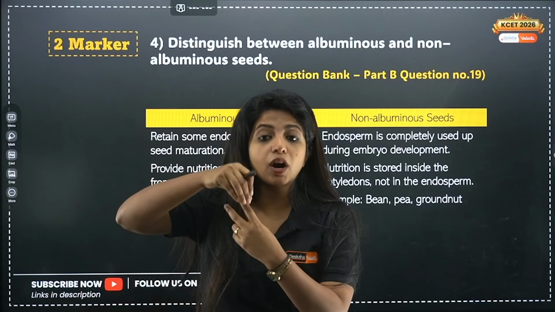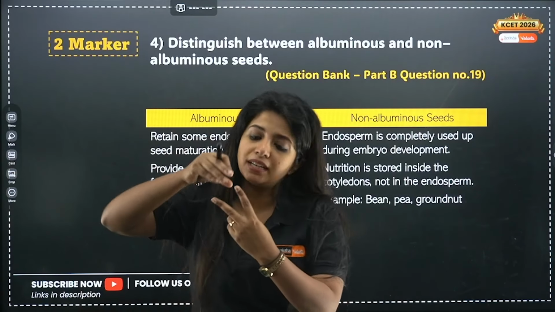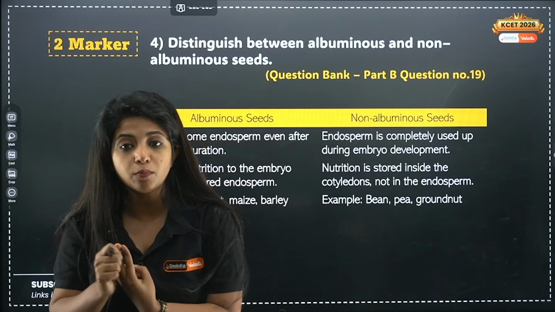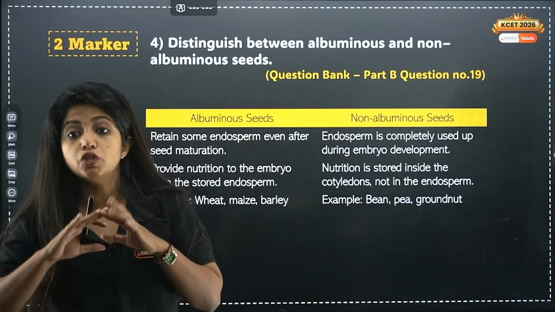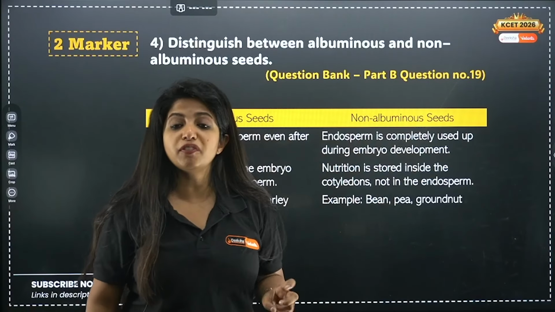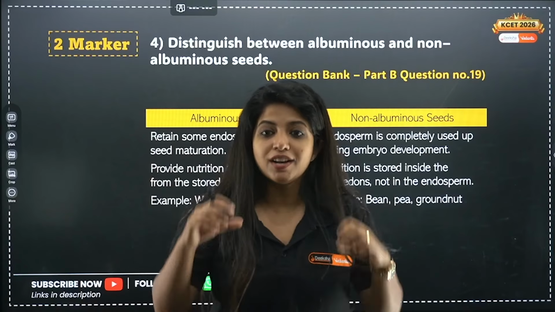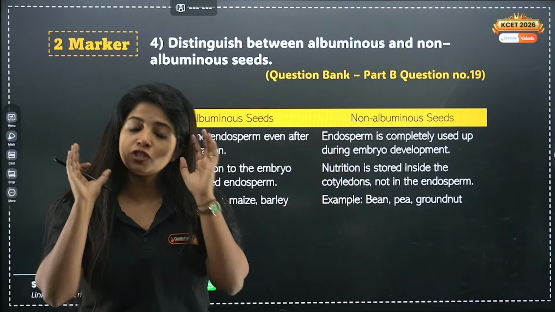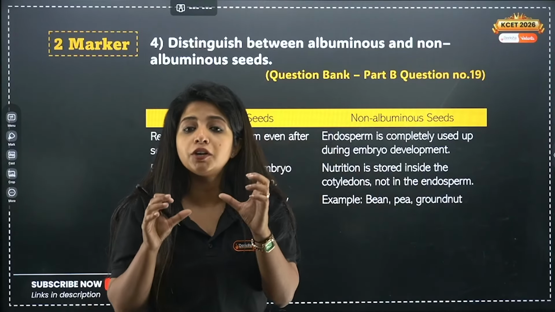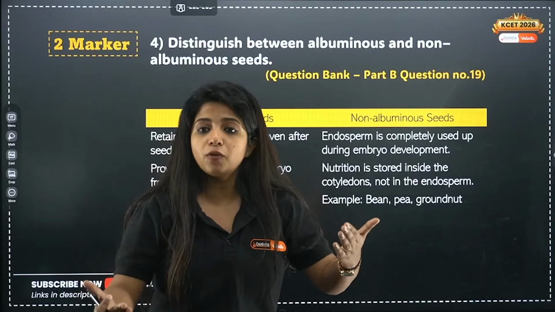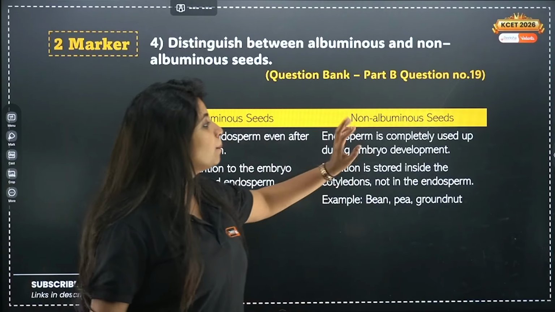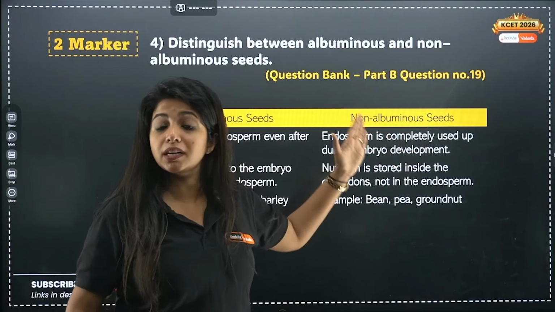How? Because when the zygote turns into an embryo, the embryo says that I can store my own food in the form of cotyledons. I do not need endosperm anymore. So whenever the endosperm is used up, it is known as non-albuminous seeds, and here you will be finding embryo with 2 cotyledons. So whenever you can break the seed into 2 parts, just understand they are dicots. Example, bean, pea, groundnut, all of them I can break into 2. That means they have cotyledons instead of endosperm. So they are considered to be non-albuminous seeds who have completely used up their endosperm during the embryo development.